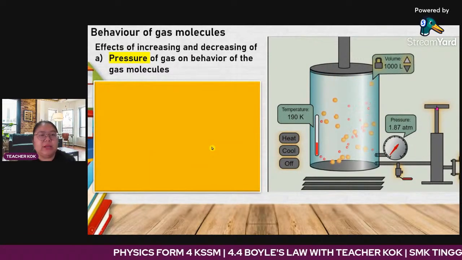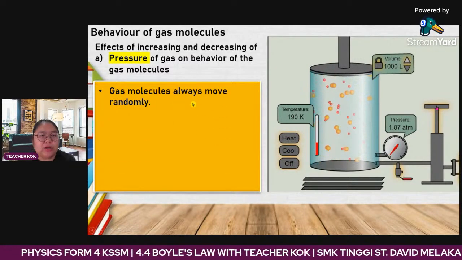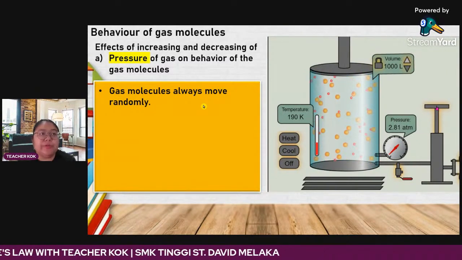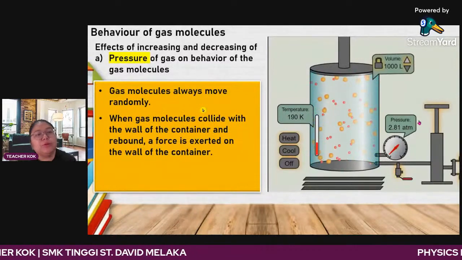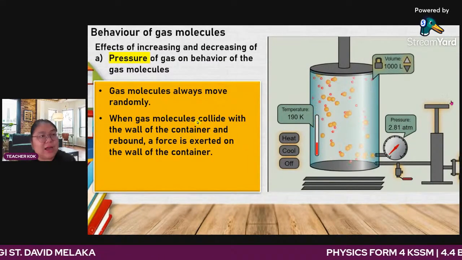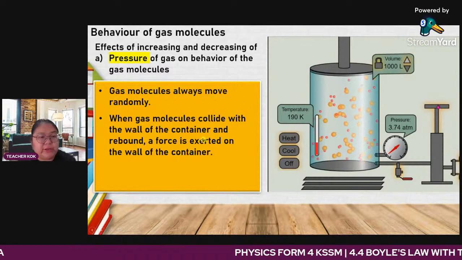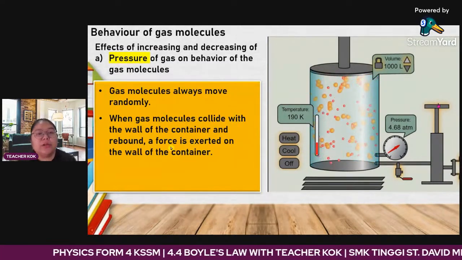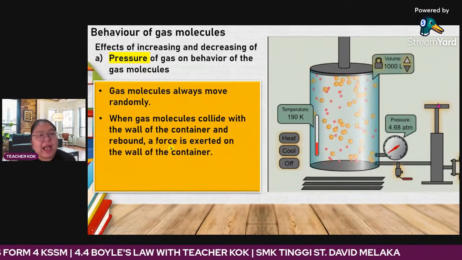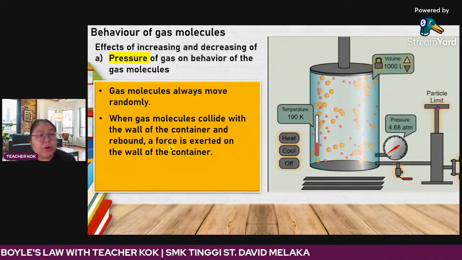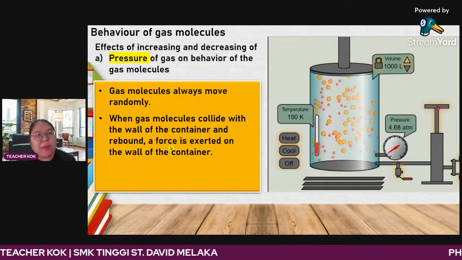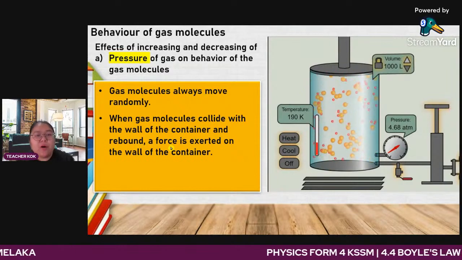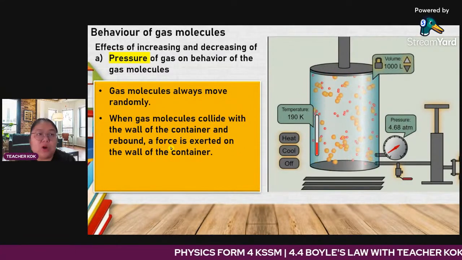Okay, the explanation: first, the gas molecules always move randomly. So I don't care whether it is high pressure or low pressure, they will surely move randomly. Number two, the gas molecules collide with the wall of the container and also repulse. When they hit, they will repulse back. So when they hit the container, they actually exert a force. Because molecules also have mass, so they surely have weight. Having weight means you have force. So the force will be exerted on the wall of the container.